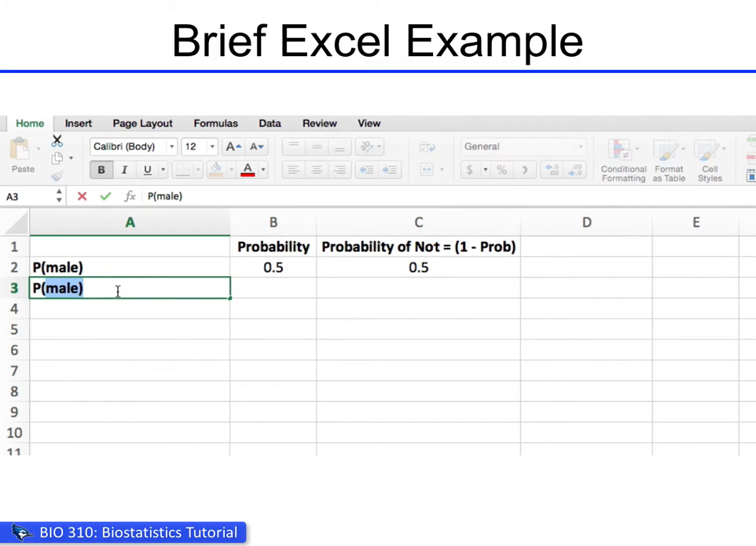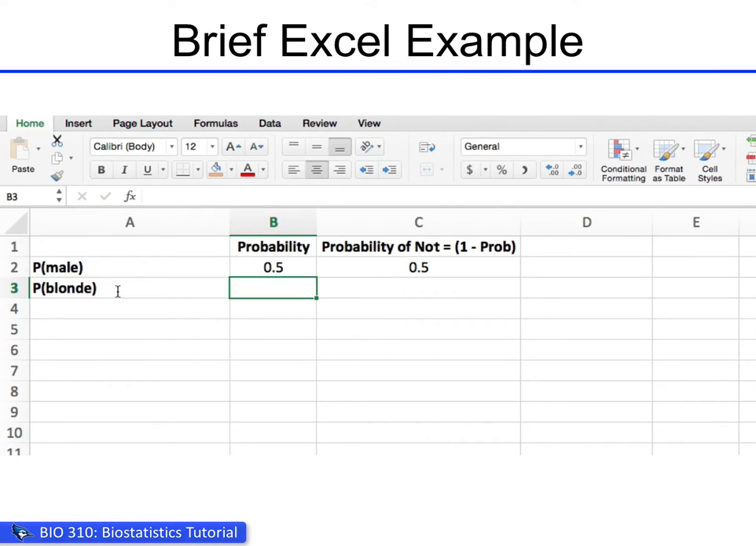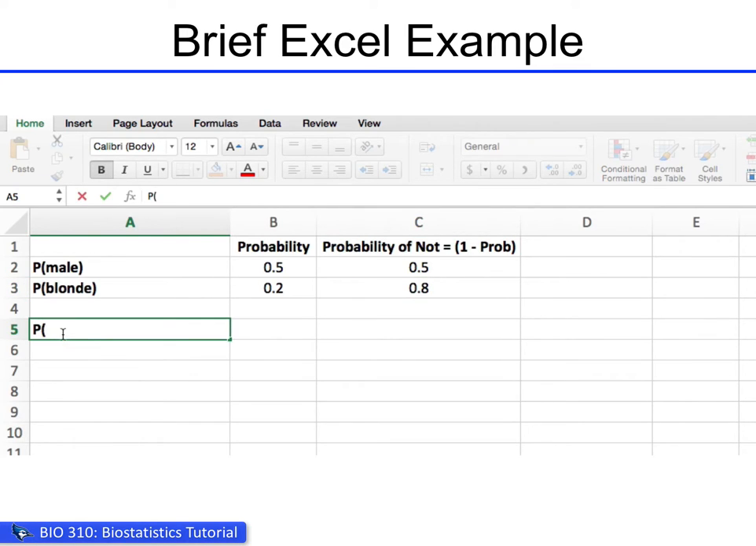Now let's take a look at the probability of being blonde. So let's say that the probability of being blonde is 0.2. Okay, we can now drag this down. If the probability of being blonde is 0.2, then the probability of not being blonde is 0.8. That's what the probability and probability of not mean here. Alright, so now let's get a little bit more complicated here.